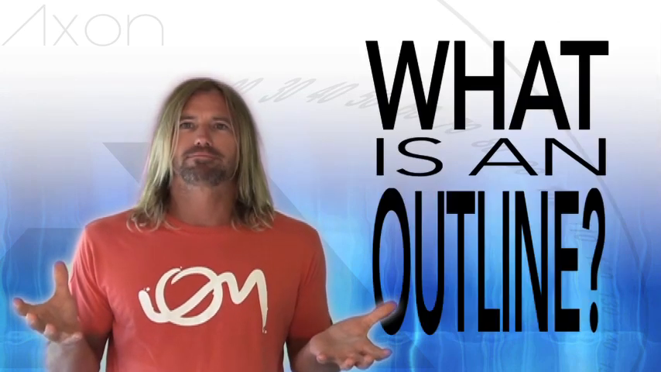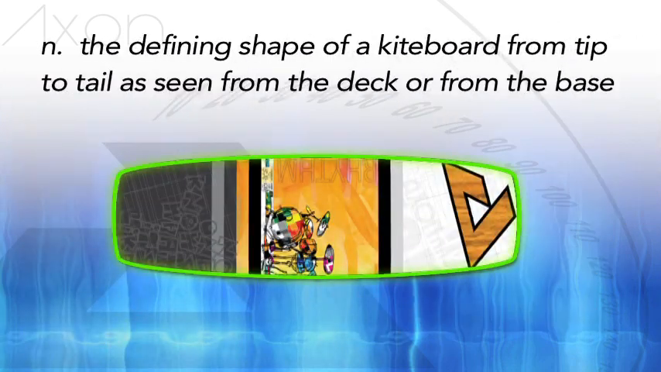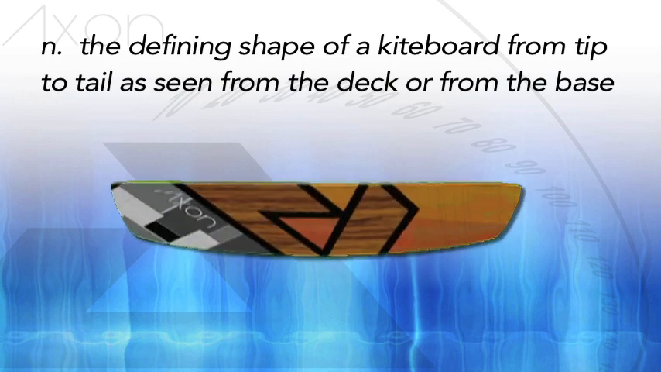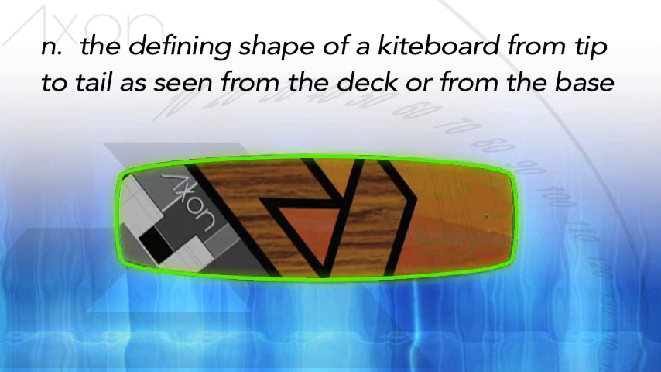So what is an outline? An outline, by definition, is the defining shape of a kiteboard from tip to tail, or tip to tip, as seen from the deck or from the base. There are no groupings or categories of outline per se in the general sense. The parameters are set by two extremes. For the most part, outlines fall somewhere between a circular flying saucer and a square outhouse door.